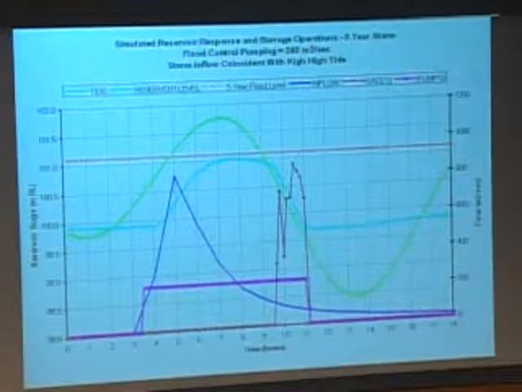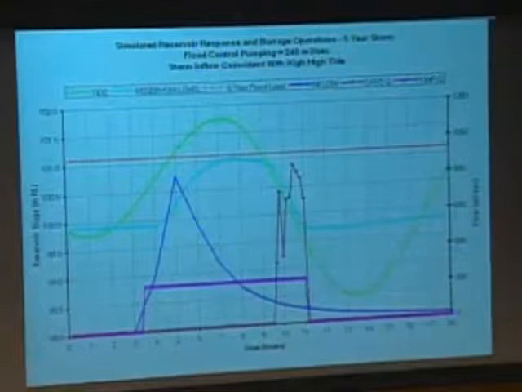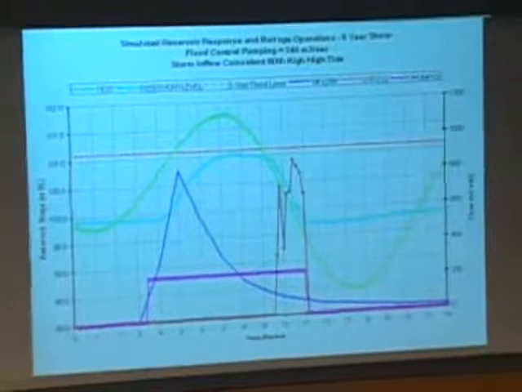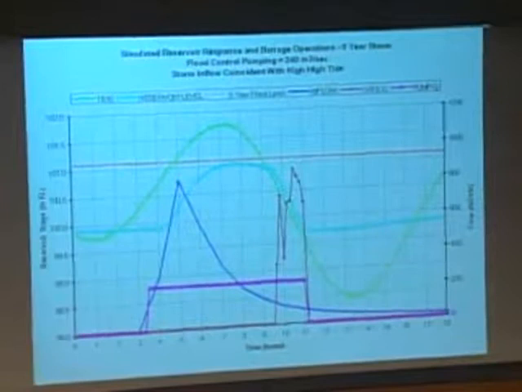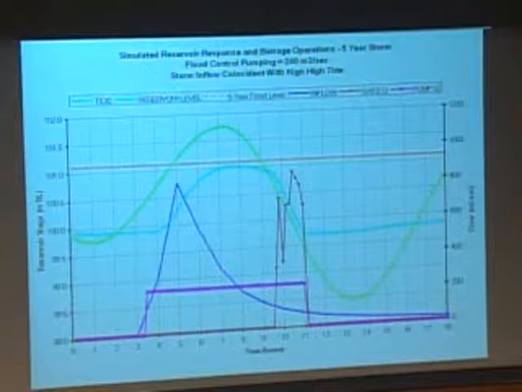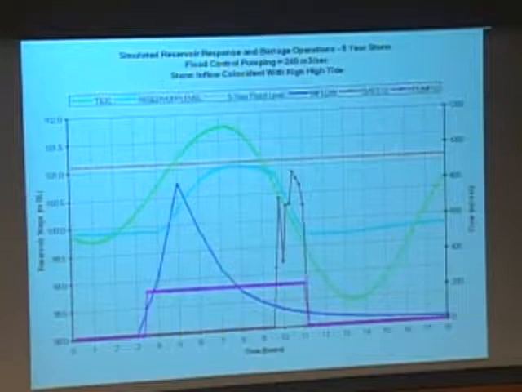This is just a quick result of one of the simulation models. This shows the existing tide level, for example. The red line is our design flood level. We want to be below that. This is a five-year storm, and we're controlling it by pumping. And this is the resulting reservoir level. So you can see we can stay below the level, but we were pumping in this particular case at about 240 cubic meters per second. This is because it was coincident with high tide. This is the inflow hydrograph. This is frequently the problem of coincident storms and high tide.